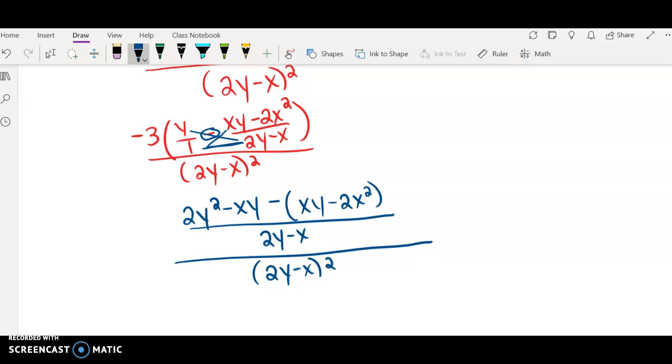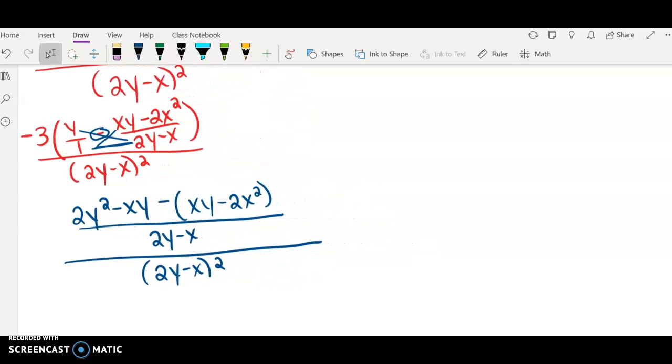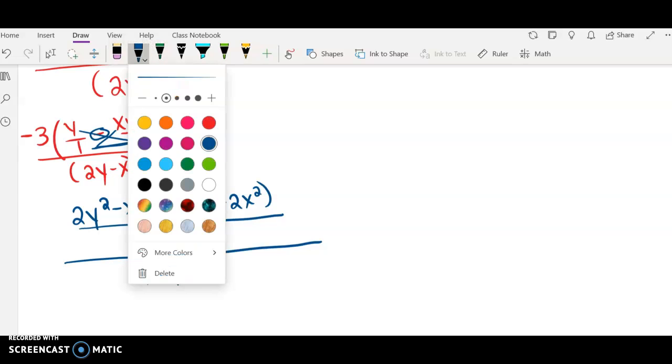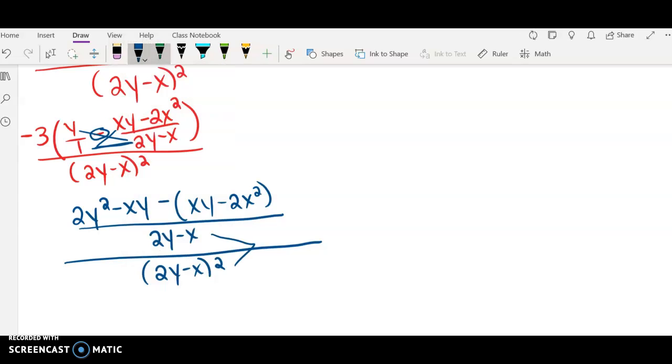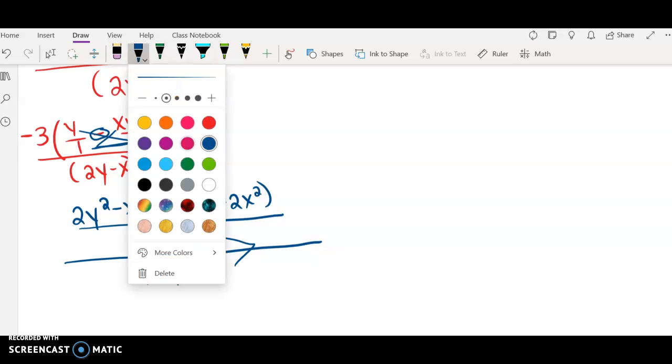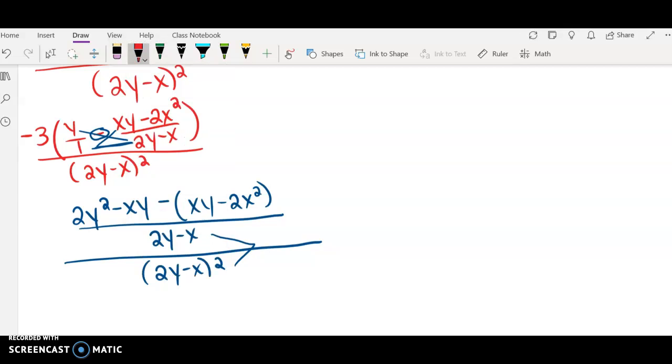Now, I jumped in my notes when I worked this out, and I kind of combined these two terms together, but I want to make sure you guys understand why. This is the same thing as 2y squared minus xy.